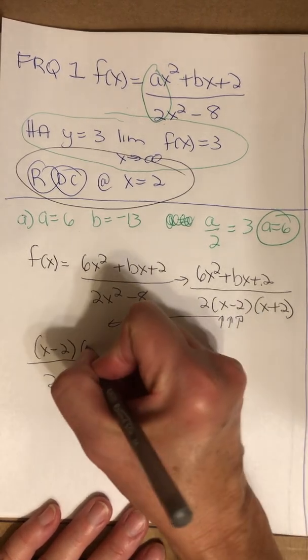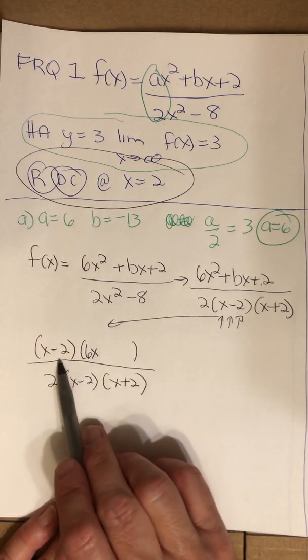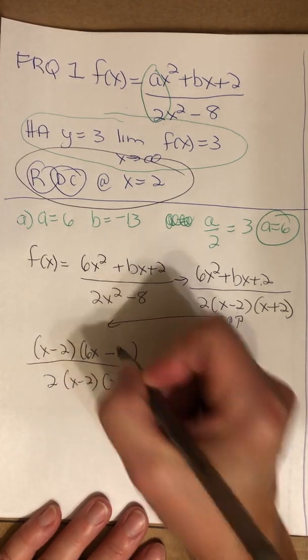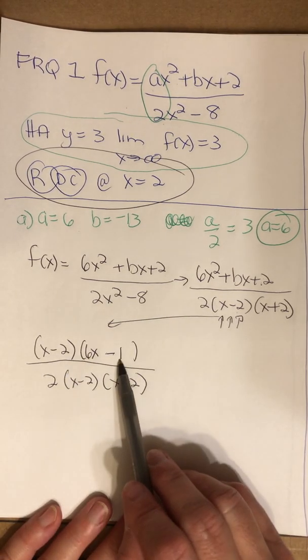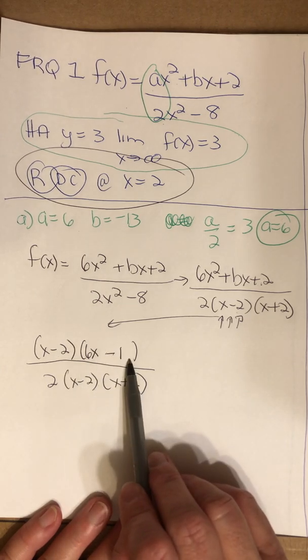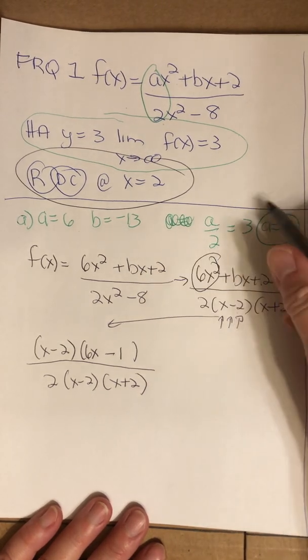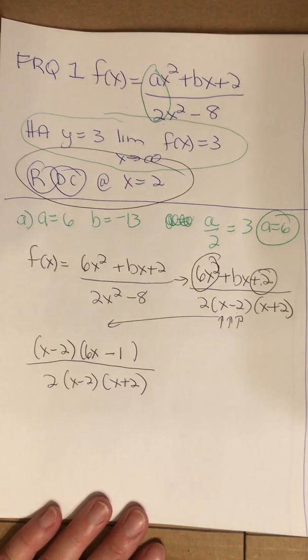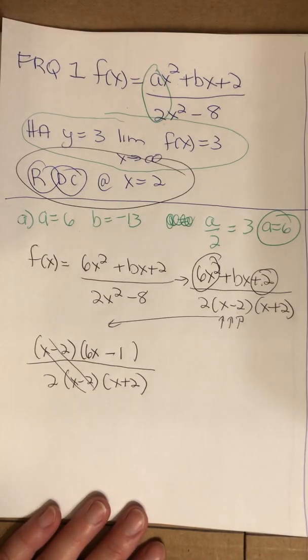Let's see what that would be. It would have to be a 6x, right? And then to get a plus 2, that would have to be a minus 1. Let's see if that works. That would be 6x squared, minus 1, minus 12, and a plus 2. There we go. So that is how I ensure that the first term is correct in the numerator and the last term. That ensures that the 2 is a removable discontinuity.